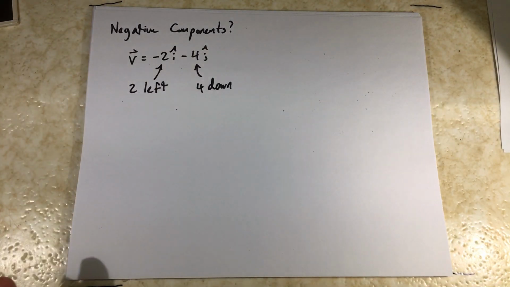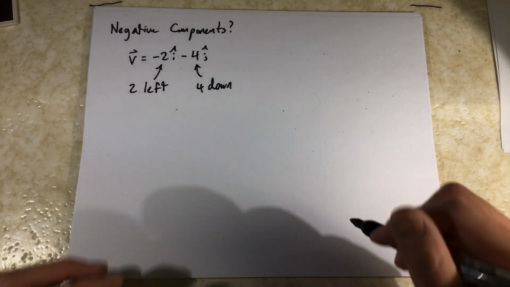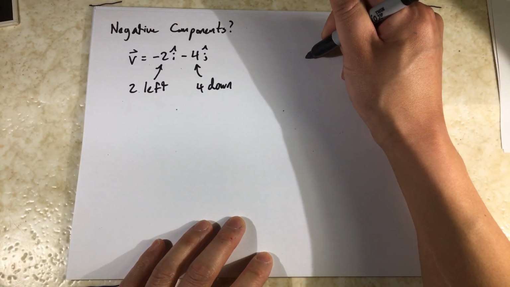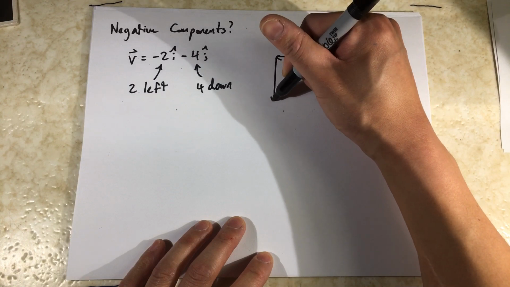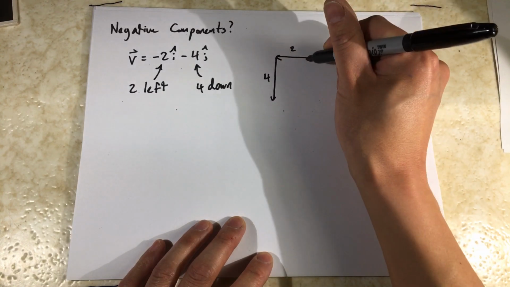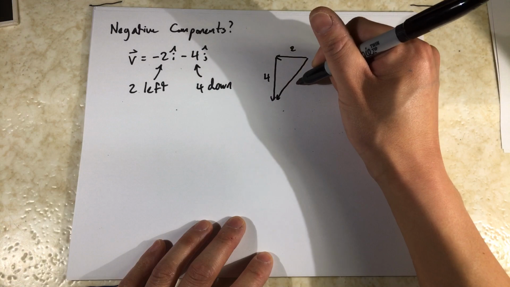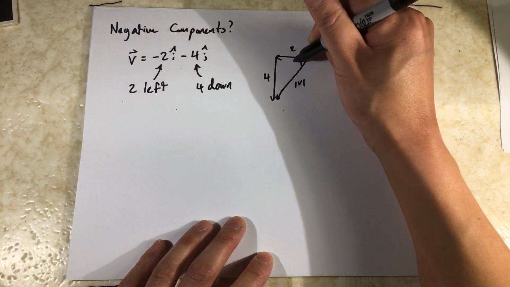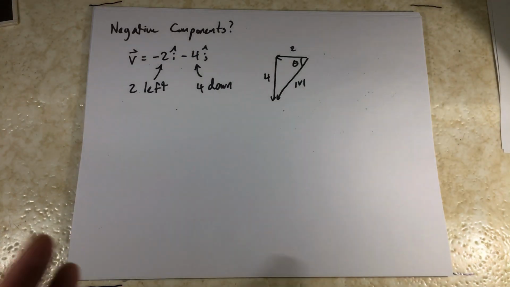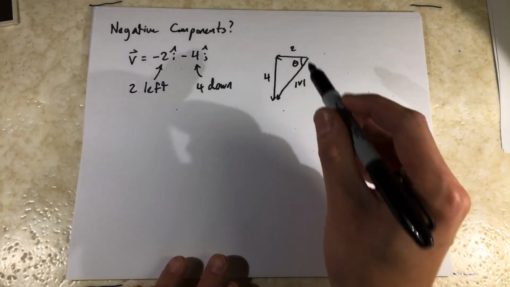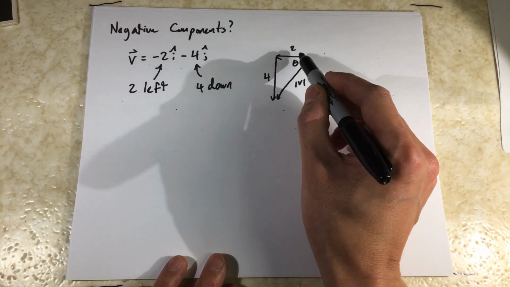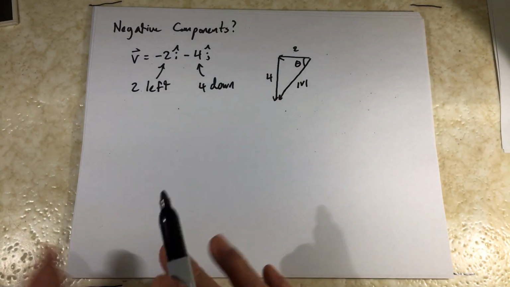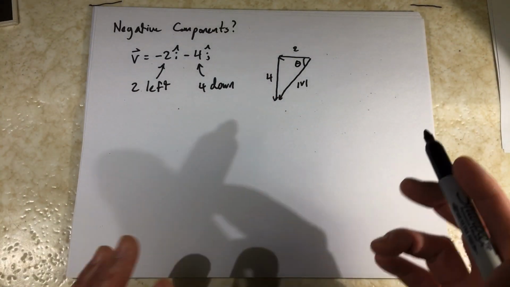And again, we're going to do the same thing. We're going to draw a right triangle. So I'm going to draw 2 to the left, and I'm going to go 4 down. And there's my magnitude. There's my angle. I'll just point out that I put this angle so that it is measured with respect to the x-axis. You're always better off doing it that way.